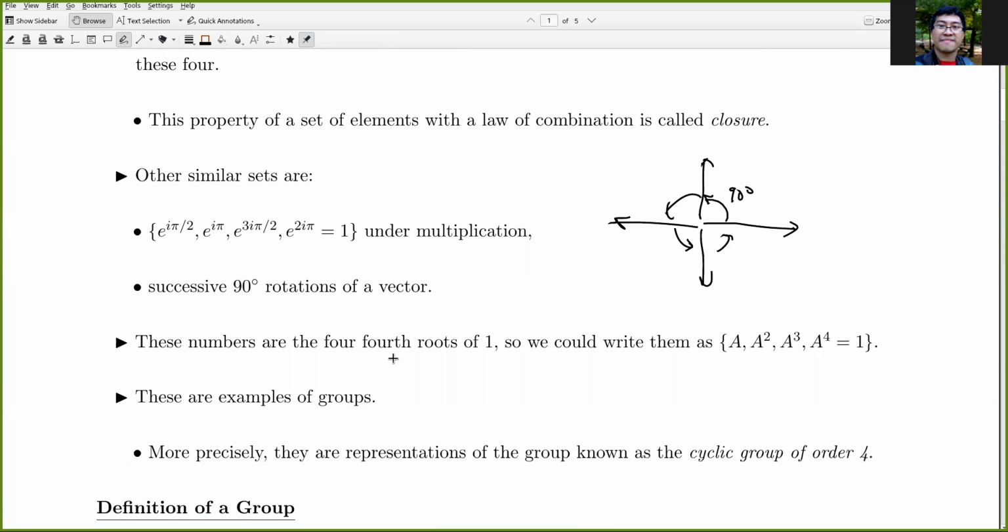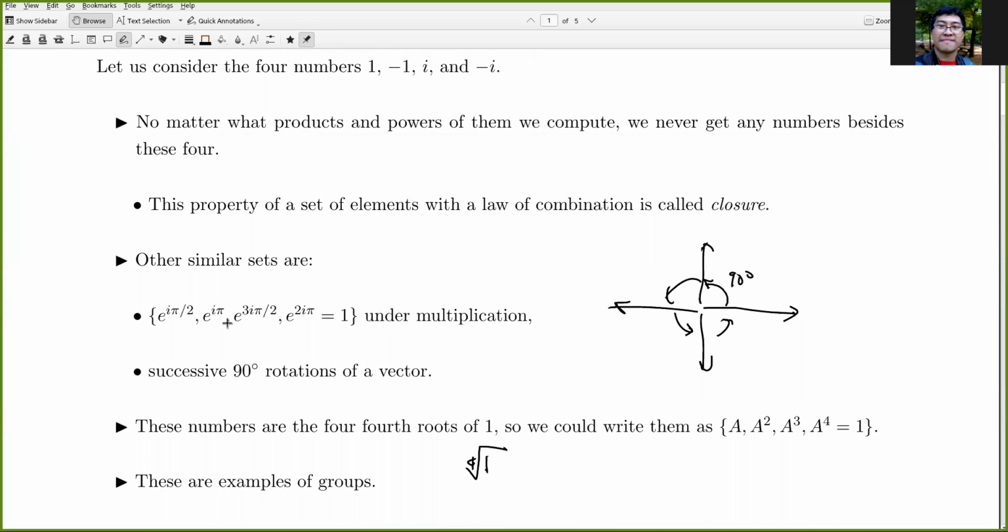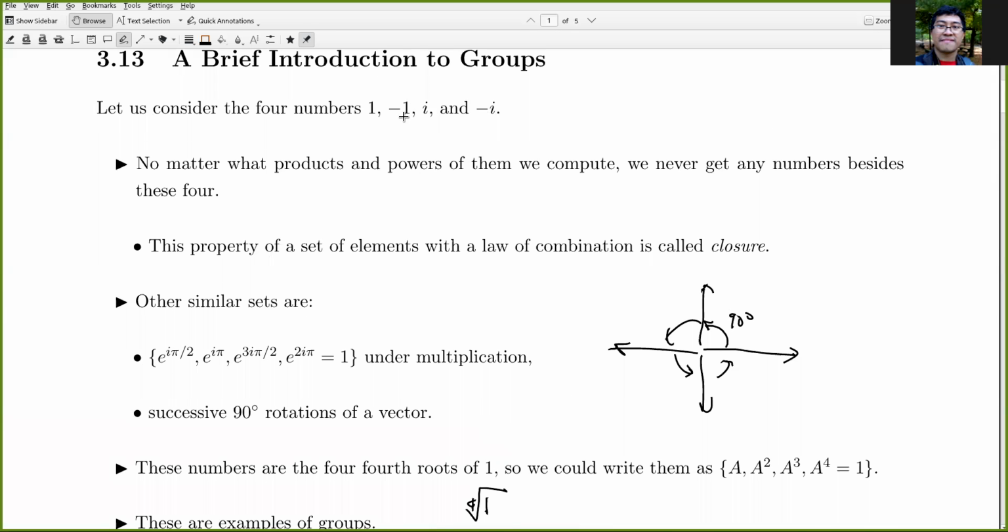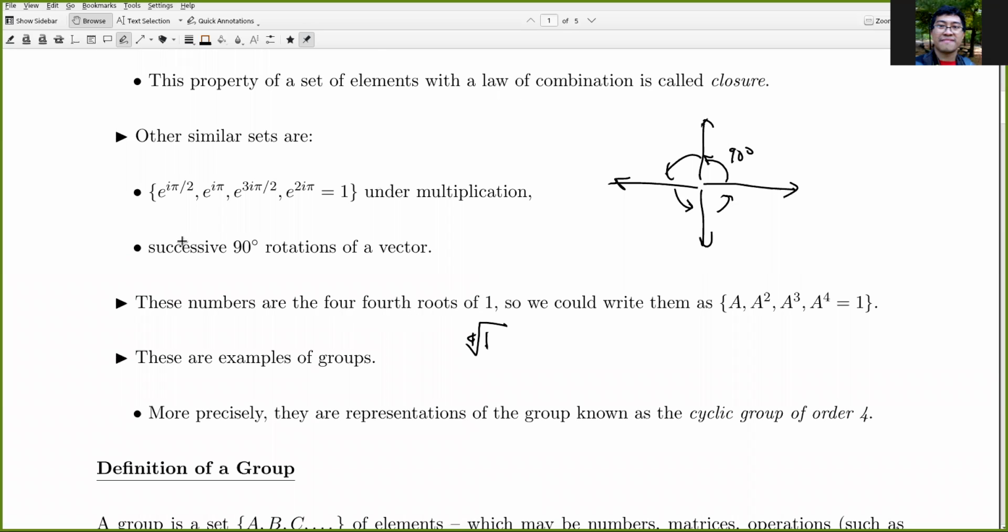These numbers are the fourth roots. So if you have 1, you take the fourth root, the solutions are this or this. Actually, even these 90-degree rotations, if you represent them with numbers, the complex numbers are these. They are all fourth roots of 1. So we can write it like this: a to the power of 4, the answer is 1. a to the power of 3, a squared, and a.